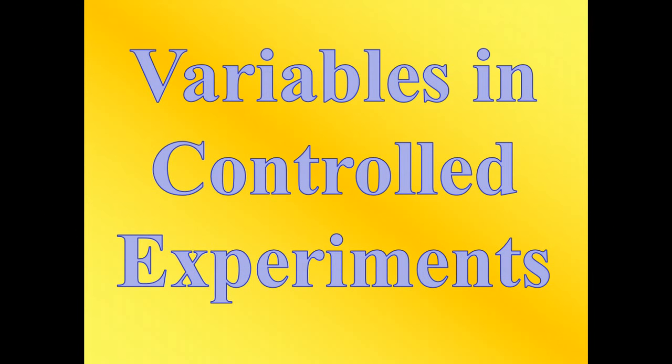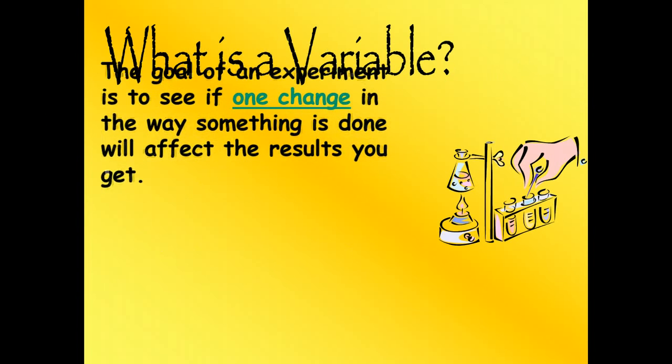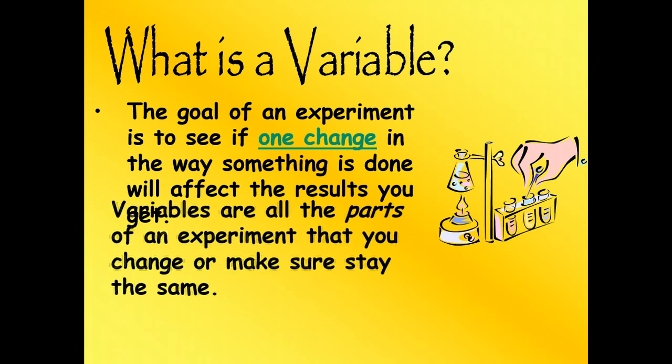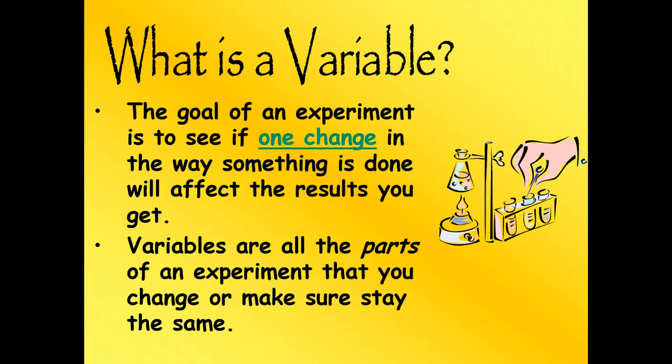Moving on to variables in controlled experiments. What is a variable? The goal of an experiment is to see if one change in the way something is done will affect the results you get. Variables are all the parts of an experiment that you change or make sure stay the same.